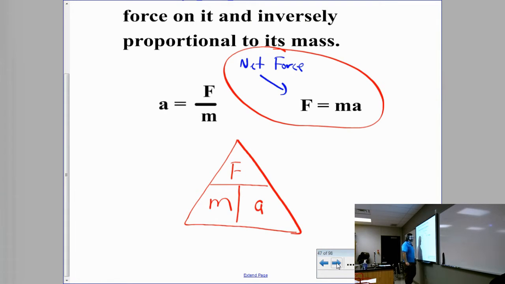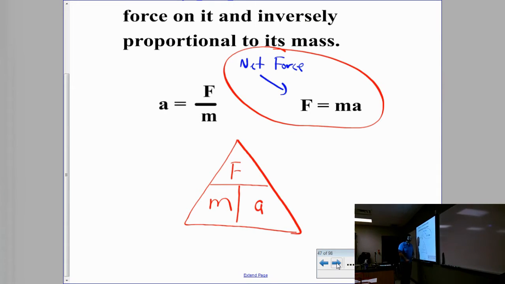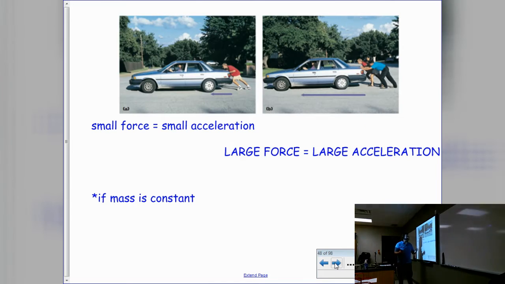When you have three variables, if we cover up force, it would be mass times acceleration. If we want mass, we cover up mass, and it'd be force divided by acceleration. And if you cover up acceleration, it's force divided by mass. So that is possible to do, although not necessarily necessary.